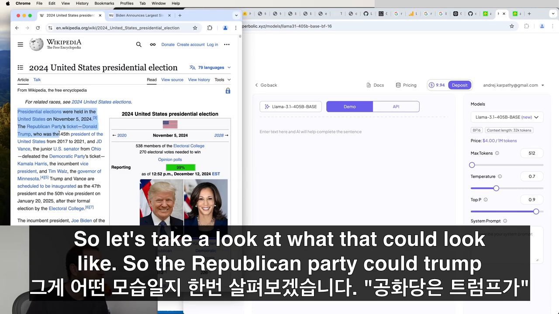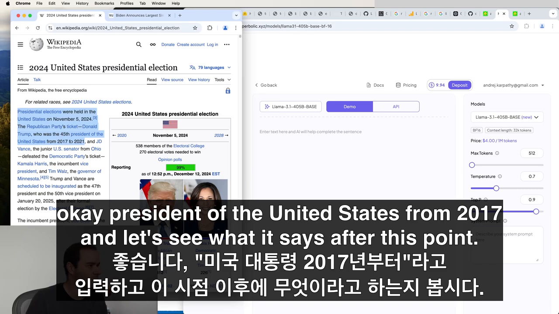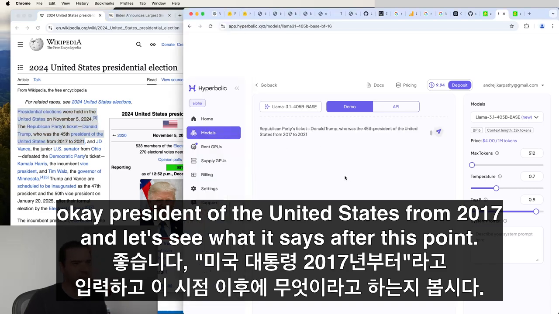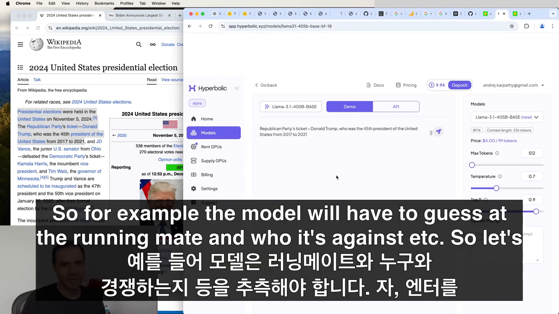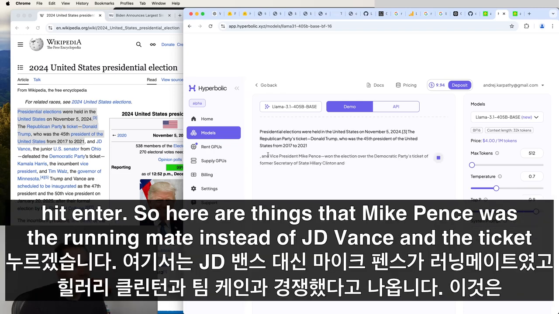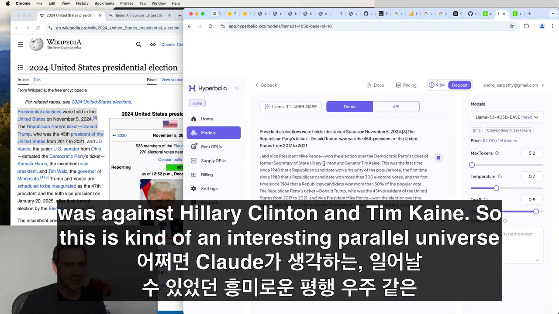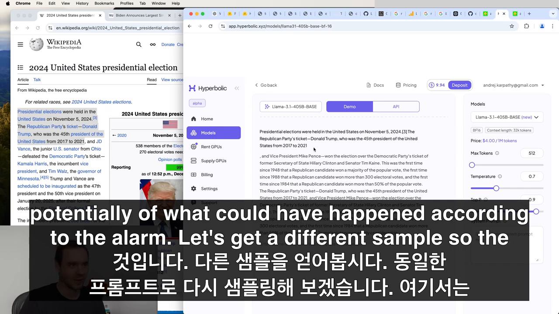So the Republican Party ticket, Trump, President of the United States from 2017. Let's see what it says after this point. The model will have to guess at the running mate and who it's against, etc. So let's hit enter. Here, Mike Pence was the running mate instead of JD Vance, and the ticket was against Hillary Clinton and Tim Kaine. So this is kind of an interesting parallel universe potentially of what could have happened according to the LLM.